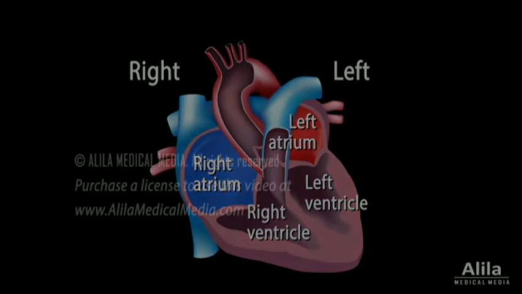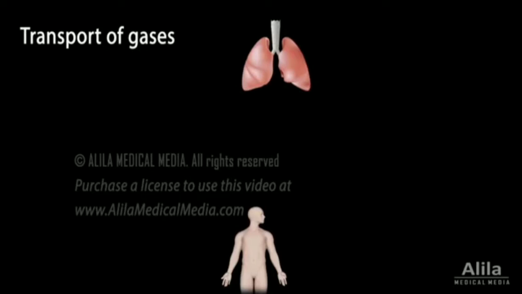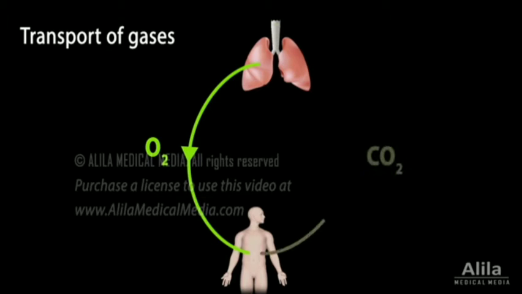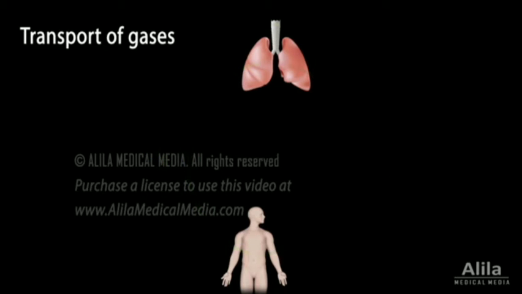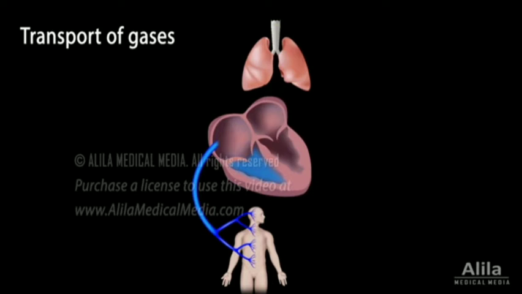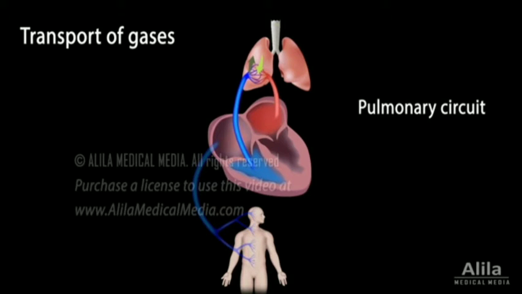The best-known function of the circulatory system is perhaps the transport of inhaled oxygen from the lungs to the body's tissues and removal of carbon dioxide in the opposite direction to be exhaled. Basically, oxygen-poor blood from the body returns to the right side of the heart, where it is pumped to the lungs. In the lungs, blood picks up oxygen and releases carbon dioxide. Oxygen-rich blood then returns to the left side of the heart. This part of the system is called the pulmonary circuit.